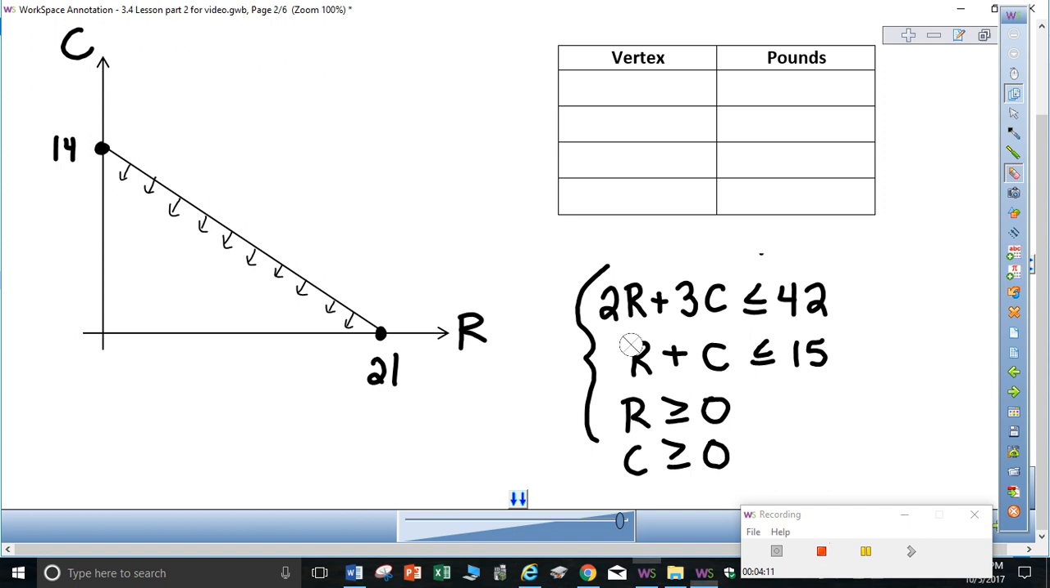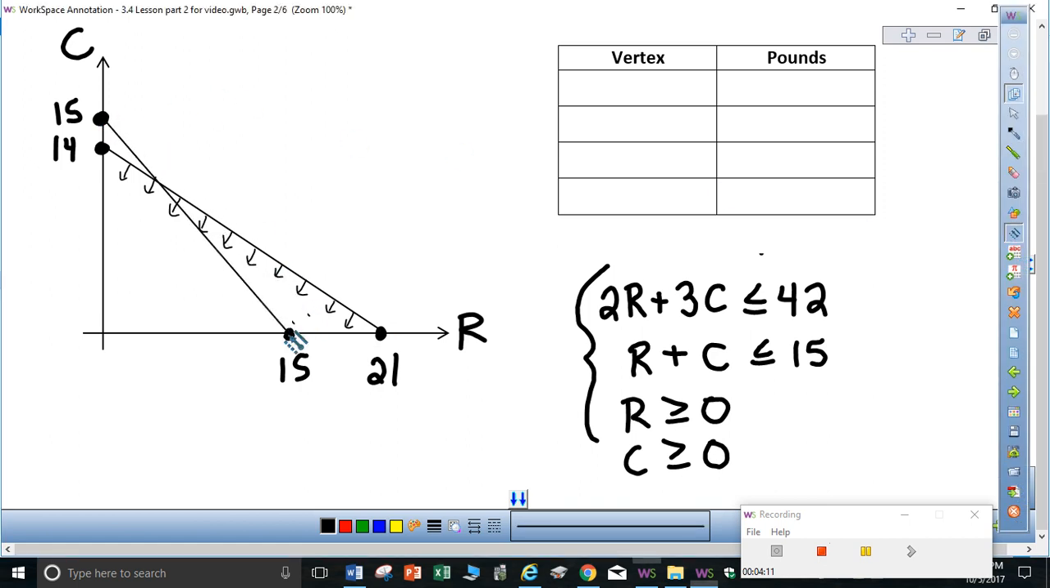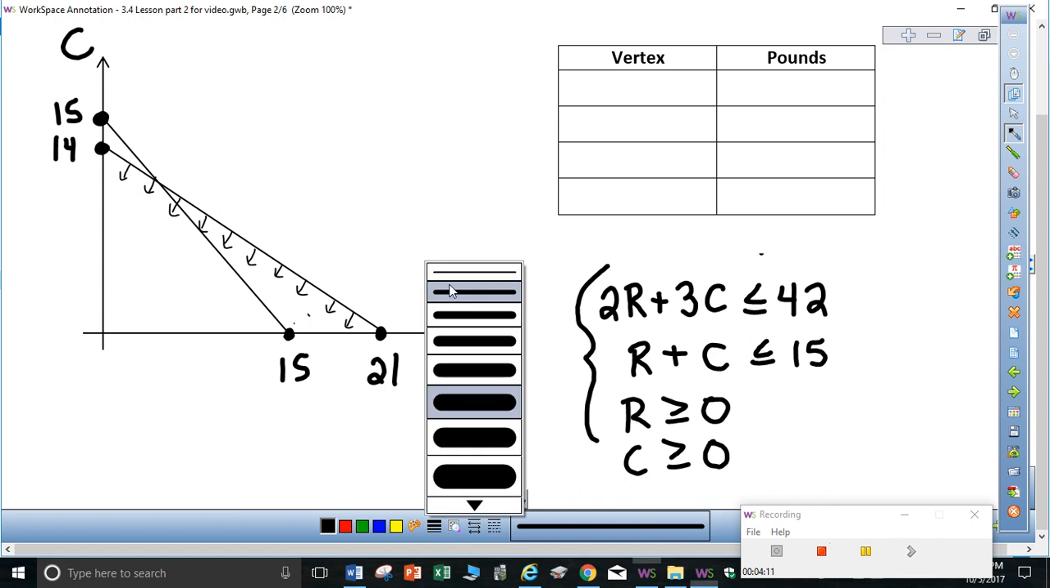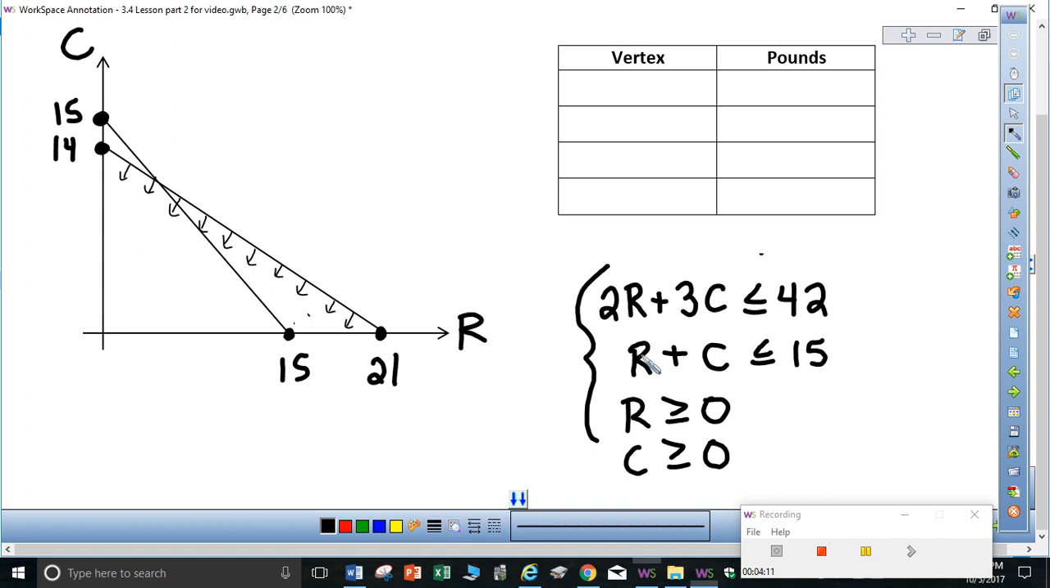Let's look at our next inequality. If you cover up r, the c-intercept is 15. Cover up c to get the r-intercept is also 15. So going back over here to our graph, we're just going to make 15 above the 14. It's going to be a little bit less than the 21. And go ahead and connect those. Now when we think about the shading this time, we do our test point of 0, 0. We get 0 less than or equal to 15, which is also true. So this one is also shading below the line toward 0, 0.